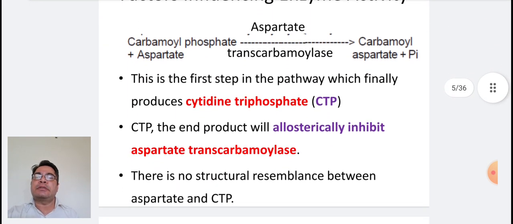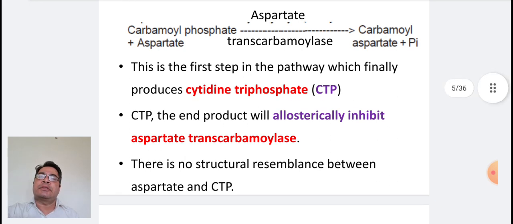Next example is carbamoyl phosphate plus aspartate in the presence of aspartate transcarbamylase giving carbamoyl aspartate and inorganic phosphate. This is the first step in the pathway which finally produces cytidine triphosphate. CTP, the end product, will allosterically inhibit the aspartate transcarbamylase. There is no such resemblance between aspartate and CTP.